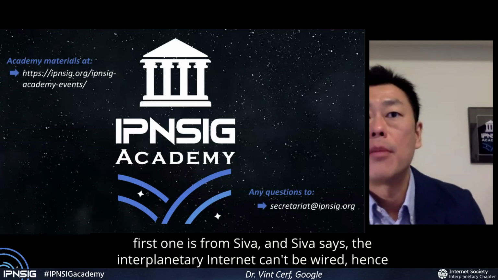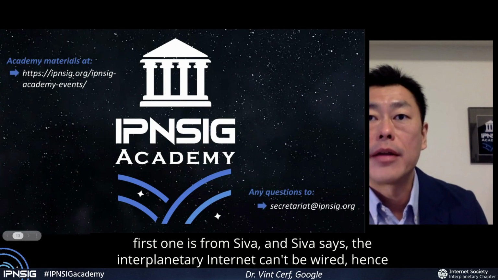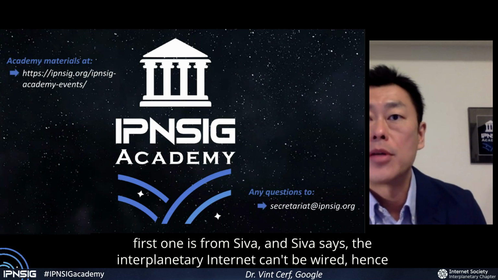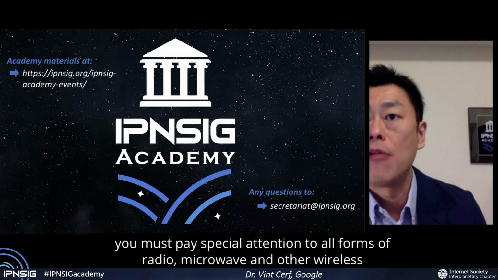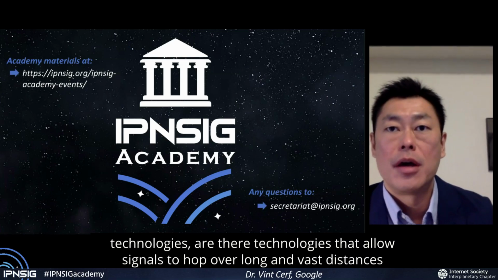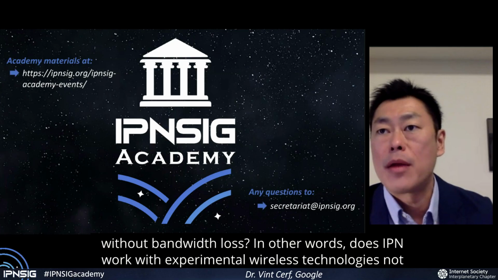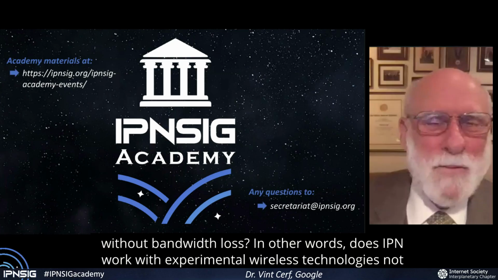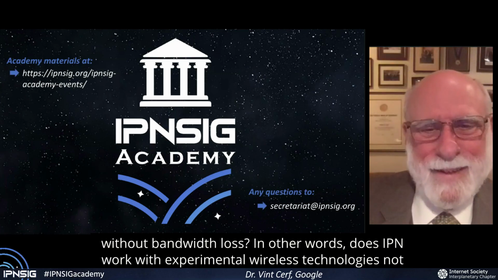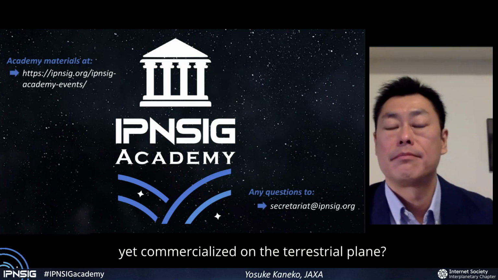The first one is from Siva, and Siva says that the interplanetary internet can't be wired. Hence, you must have paid special attention to all forms of radio, microwave, and other wireless technologies. Are there technologies that allow signals to hop over long and vast distances without bandwidth loss? In other words, does IPN work with experimental wireless technologies not yet commercialized on the terrestrial plane?